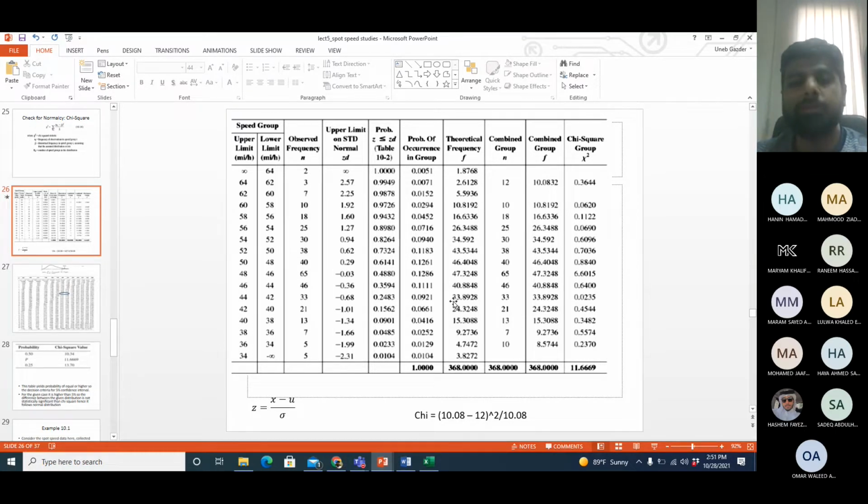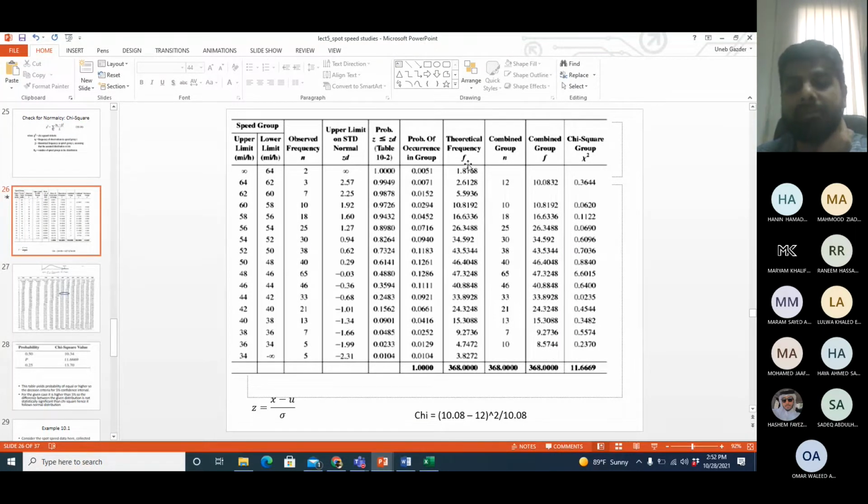Okay, for the remaining groups it's already more than 5, so I don't have to merge them. But the last two groups have the same problem. The last group, 3.8 and 4.7, is less than 5, so I have to merge them. Now if you merge 3.8 and 4.7, it becomes more than 5, so I don't have to merge with any other group. So you merge them, you get 8.57.